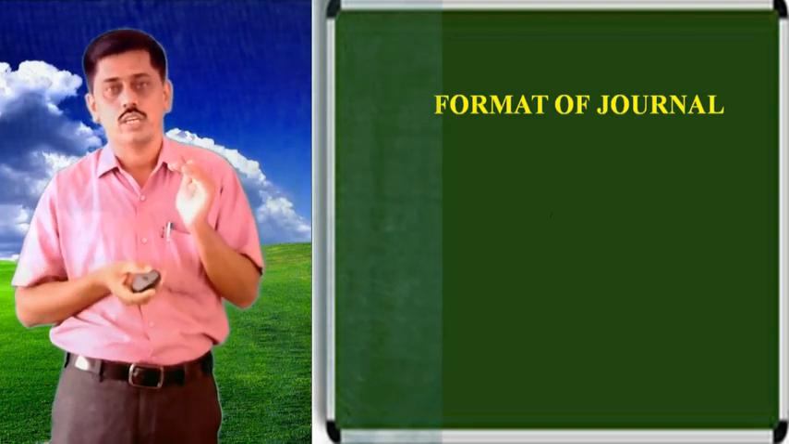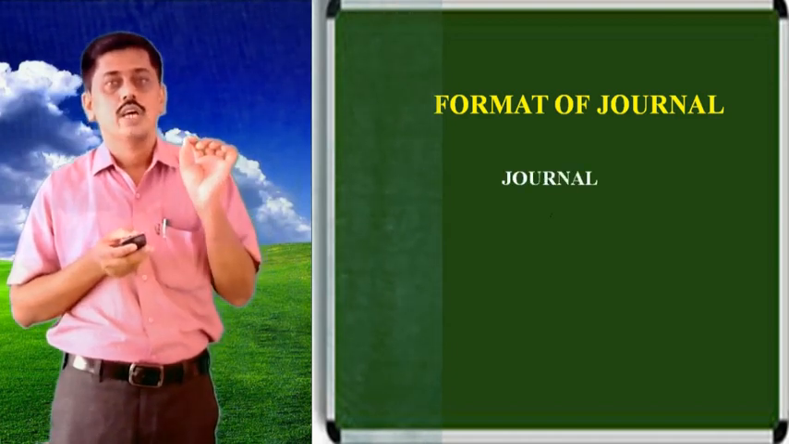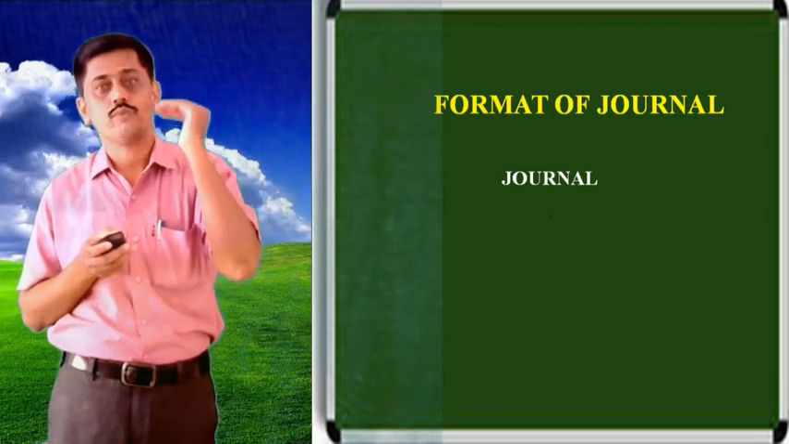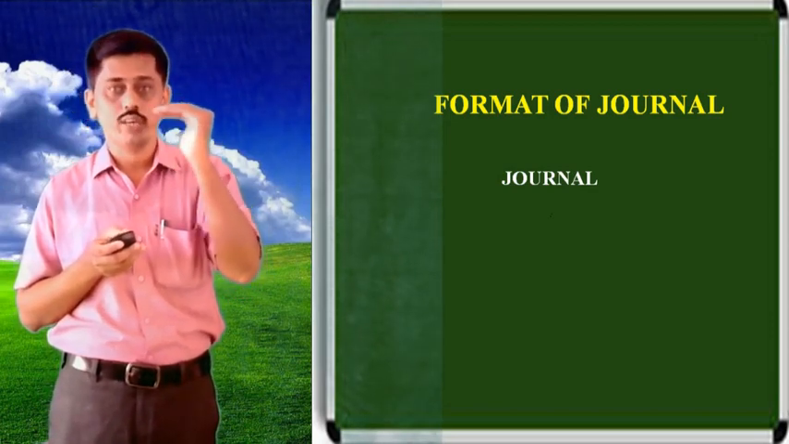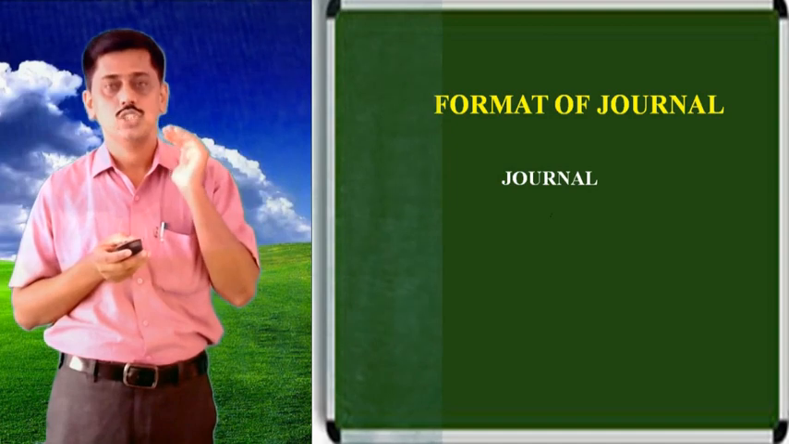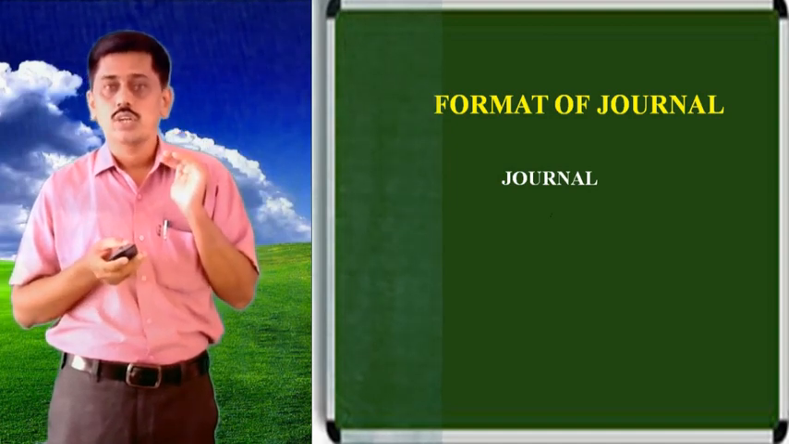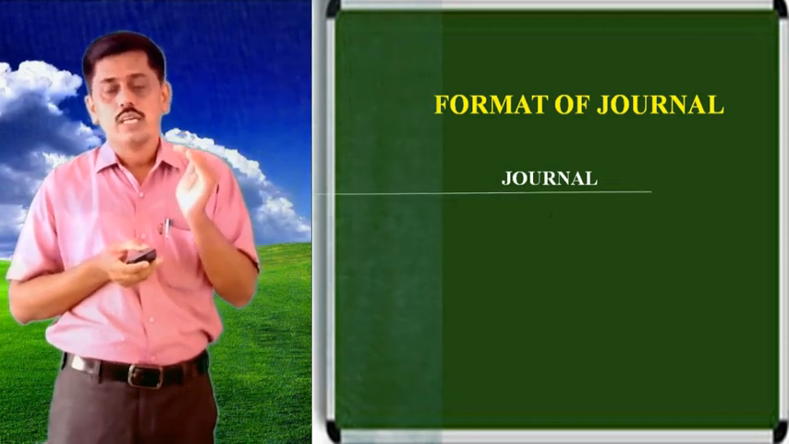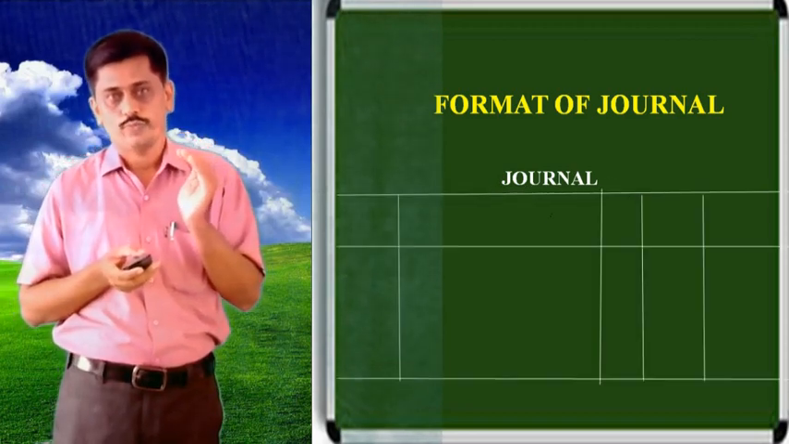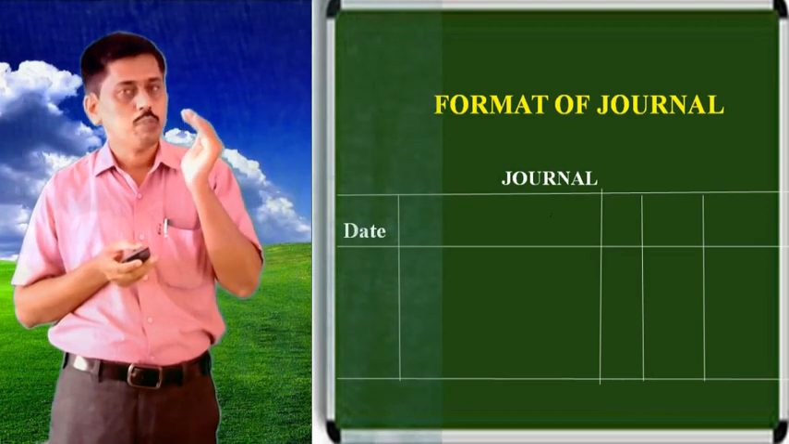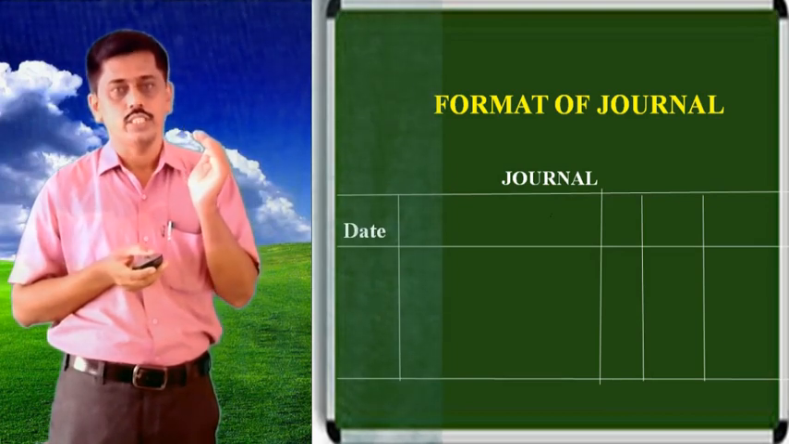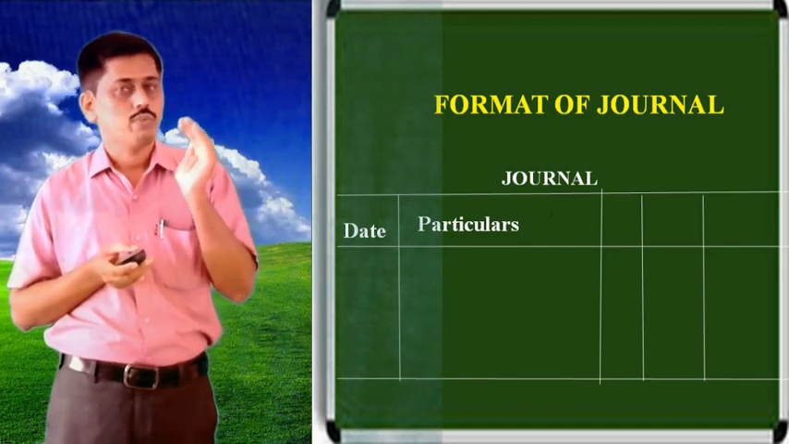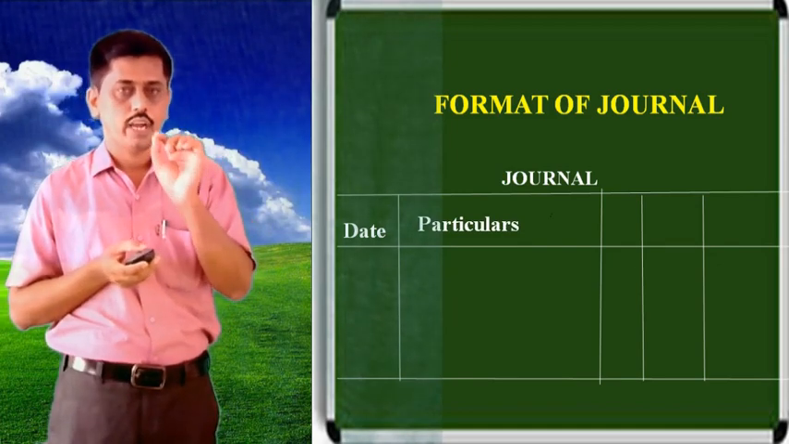Format of journal. So first, the heading journal or journal of a particular person, or at the top even you may write the name of the organization. So here journal. Then draw the columns. How to draw? Journal usually contains 5 columns. First column is meant for recording date, then particulars. Draw the columns, 5 columns, and take the heading for each column.